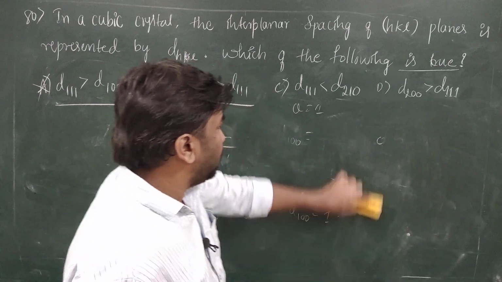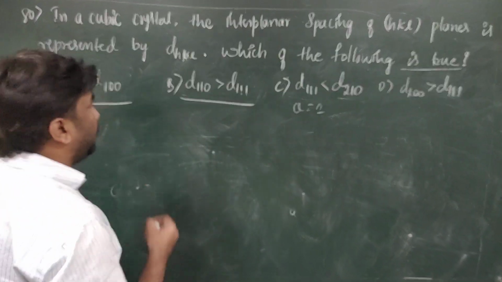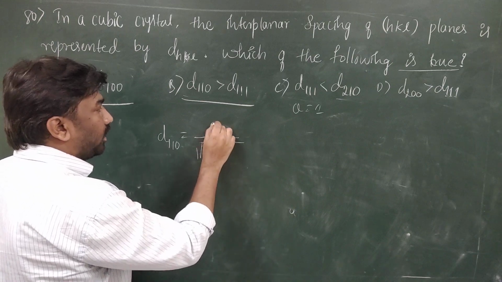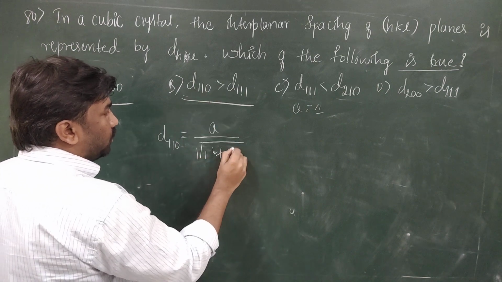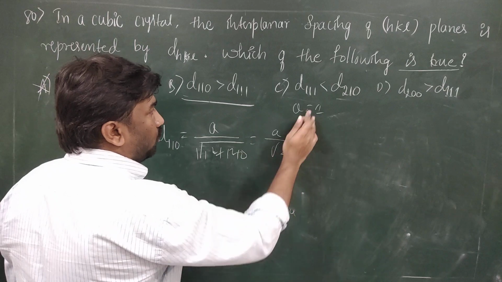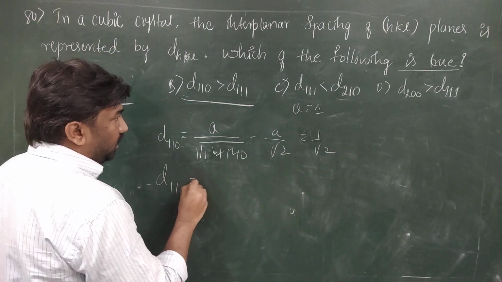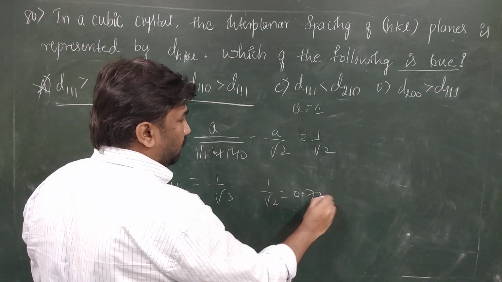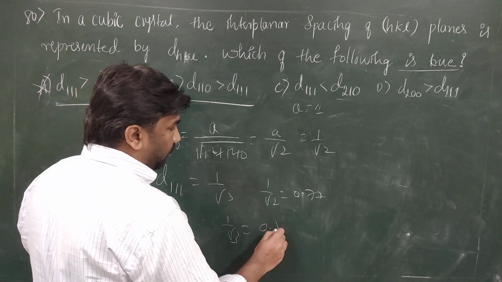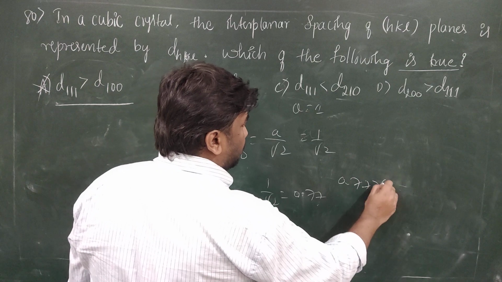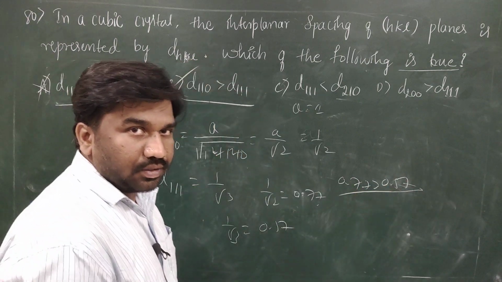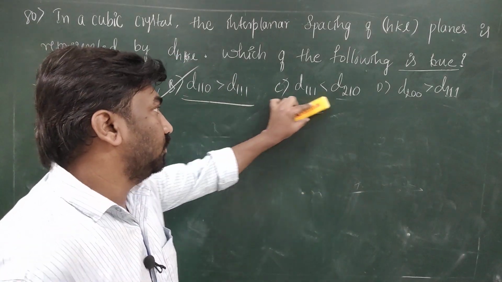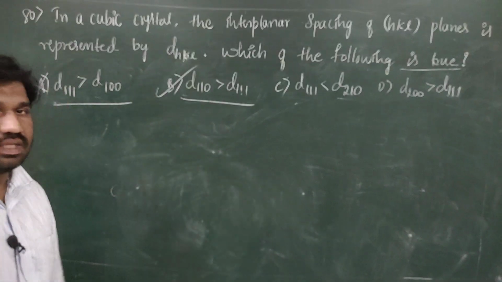Next, let us check option B. d110 is nothing but a divided by square root of 1 square plus 1 square plus 0, which is equal to a by root 2. If a is equal to 1, then it is 1 by root 2. And d111 plane is nothing but 1 by root 3. 1 by root 2 is 0.77 something, and 1 by root 3 is 0.57 something. So obviously 0.77 is greater than 0.57. So option B is correct. Once we get the answer, no need to try another one.